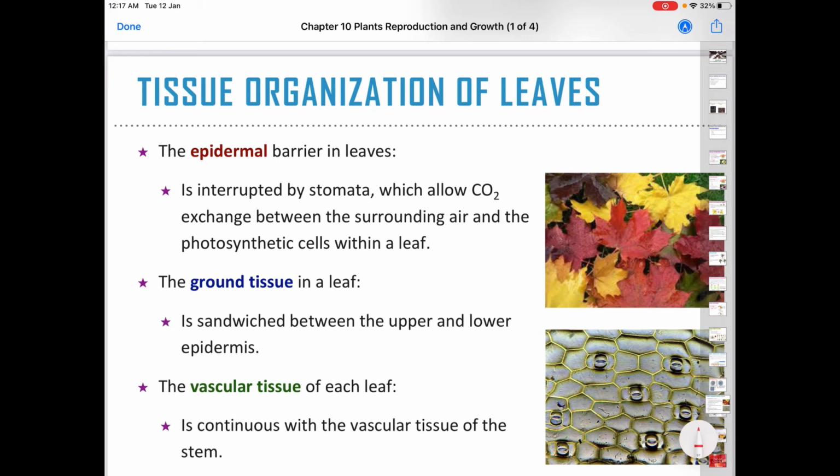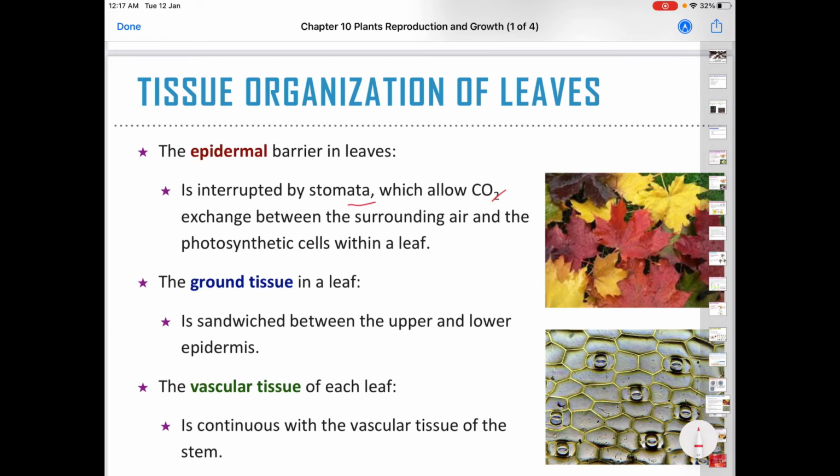Okay, this is about the tissue organization of the leaf. The epidermal barrier in the leaf is interrupted by the stomata. So we have stomata underneath the leaf. The function of stomata is to allow carbon dioxide exchange between the surrounding air and the photosynthetic cells within a leaf.